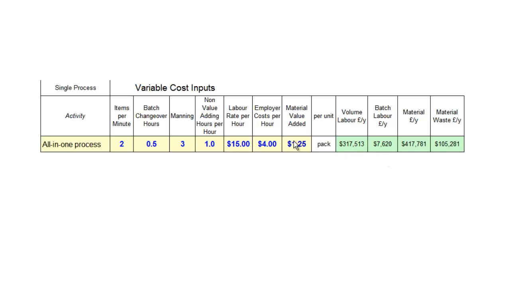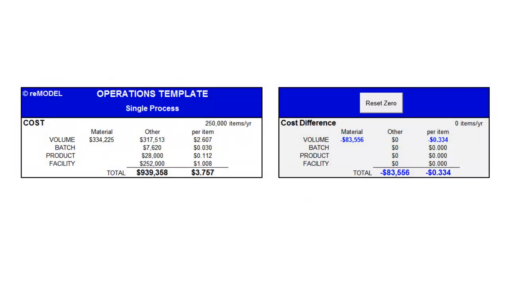Let's start with material. Suppose that wasn't $1.25, but it only cost us $1. I'm going to change that number to $1, go back to the summary output sheet, and now you'll see on the right hand side some colors. The fact that that has gone blue means that it's a good thing that's happened. In other words, we've saved some money.